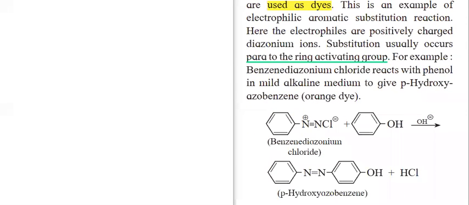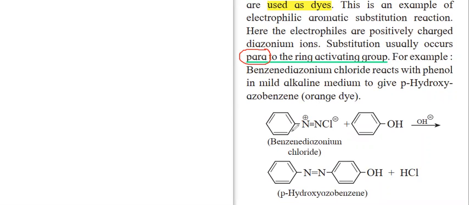Okay, this is an example of electrophilic aromatic substitution reaction. Here, the electrophiles are positively charged diazonium ions, and substitution usually occurs at the para position to the ring activating group. For example, we will see one example.